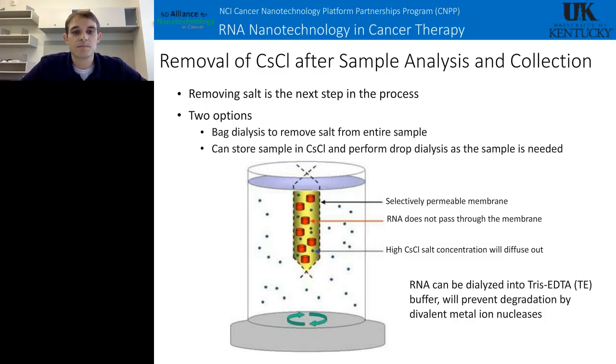Or it's perfectly fine if you want to store your sample in cesium chloride. For example, if you want to do a huge transcription and purification, but you only need a little bit of sample at a time, you can freeze it in your cesium chloride, and then you can just take aliquots out as you need them and perform a quick drop dialysis, which is just using a dialysis membrane, and you can take 10 to 15 microliters of your sample and dialyze it into TRIS-EDTA, and then your cesium chloride should also be removed that way.